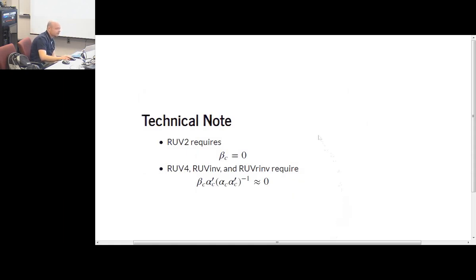So the different methods make use of the negative controls in slightly different ways. For RUV2, you actually do need the negative controls to be unaffected by the factor of interest, whereas you have a weaker condition for the other methods.